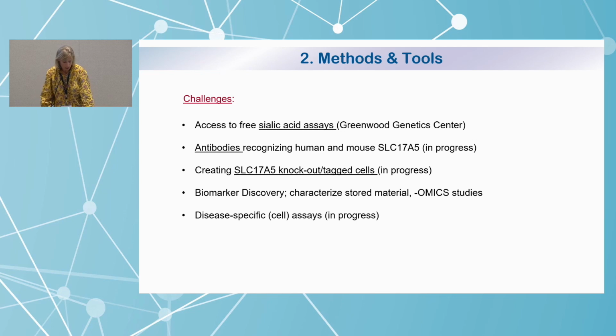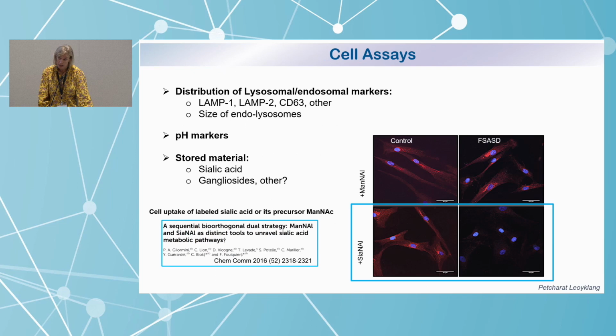And then we're doing a big focus on disease-specific cell assays that we could potentially use for screening drugs. So in this regard, we've already looked at a lot of different markers, like lysosomal membrane markers, endolysosome size, pH markers, looked at stored material, sialic acid, gangliosides, or others in lysosomes.